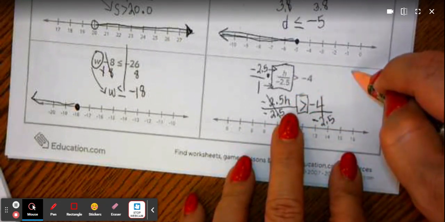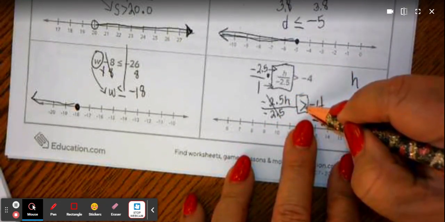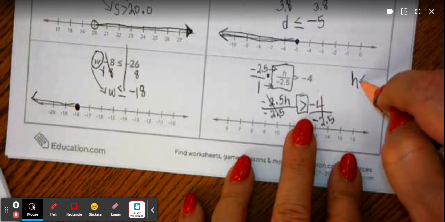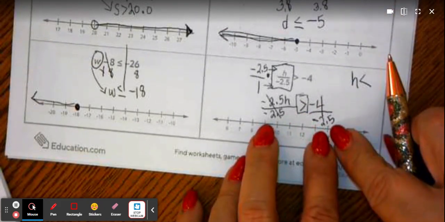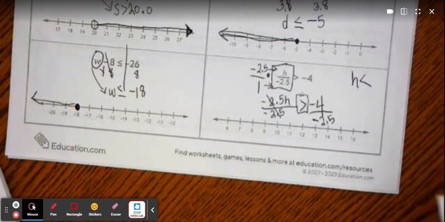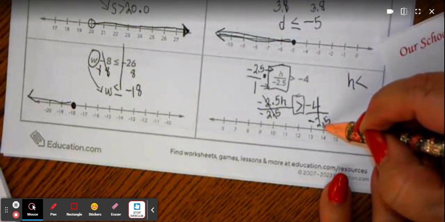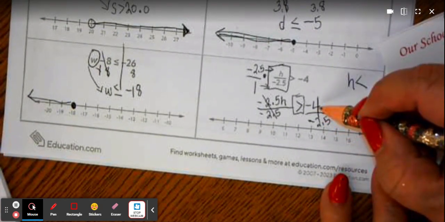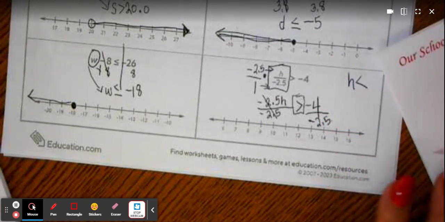I'm left with just the letter H. I'm going to flip my symbol. And here I have 2 5/10. Well, -4 over 2 5/10. So I'm going to go ahead and just show the work on there just so that you can see it. I have to know that I'm going to be moving my decimal over, which means I'm going to move it inside.